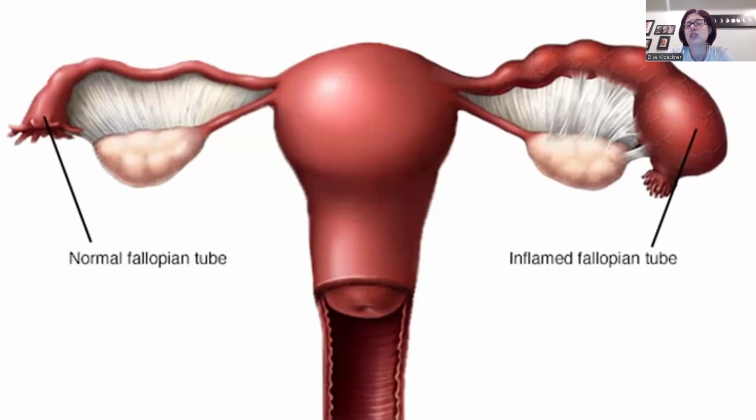Here, I just wanted to show you a picture of what PID looks like. So under the normal fallopian tube side, you can see that the tubules look perfectly fine. There's nothing swollen or abnormal looking, but on the inflamed fallopian tube, you can see that the tube is very, very noduled. It has many lumps. Also, the connective tissue that you see there is very, very stretched. And everything is just really swollen and inflamed.